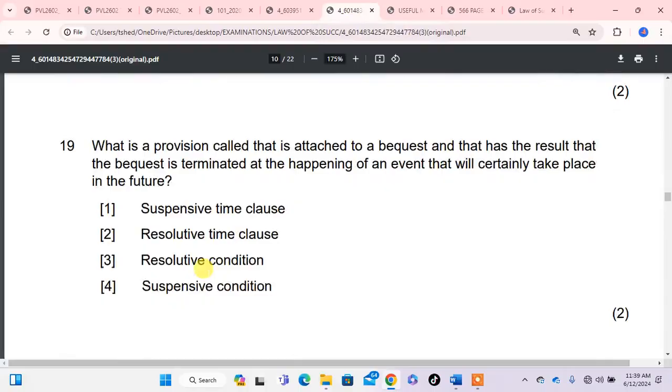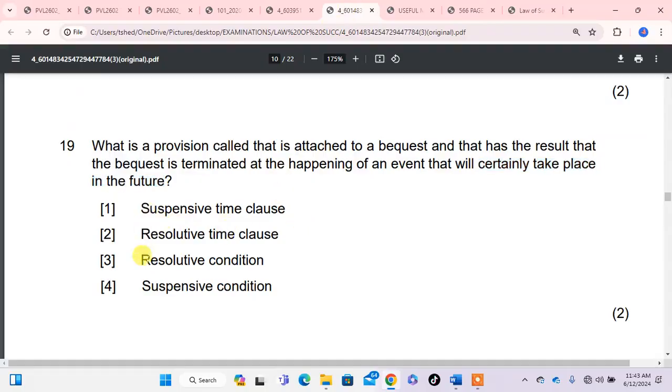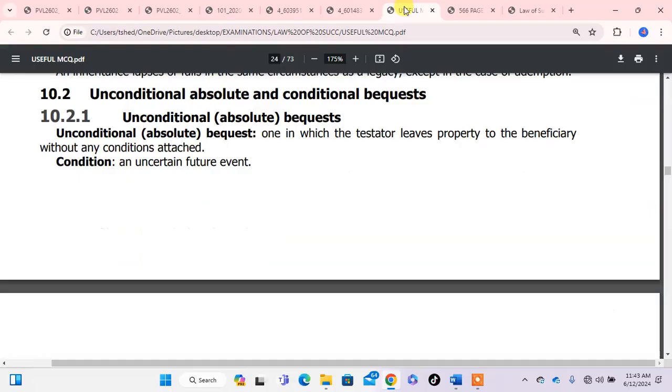What is the provision called that is attached to a bequest and that results in the bequest terminating on the happening of an event that will certainly take place in the future? We have a suspensive time clause, a resolutive time clause, a resolutive condition, a suspensive condition. In order to answer the question, it's important to understand the unconditional bequest and the condition. When there's a condition, it is an uncertain future event. Therefore, the resolutive condition and suspensive condition relate to uncertain future events, right? Why? Because they are part of the condition.